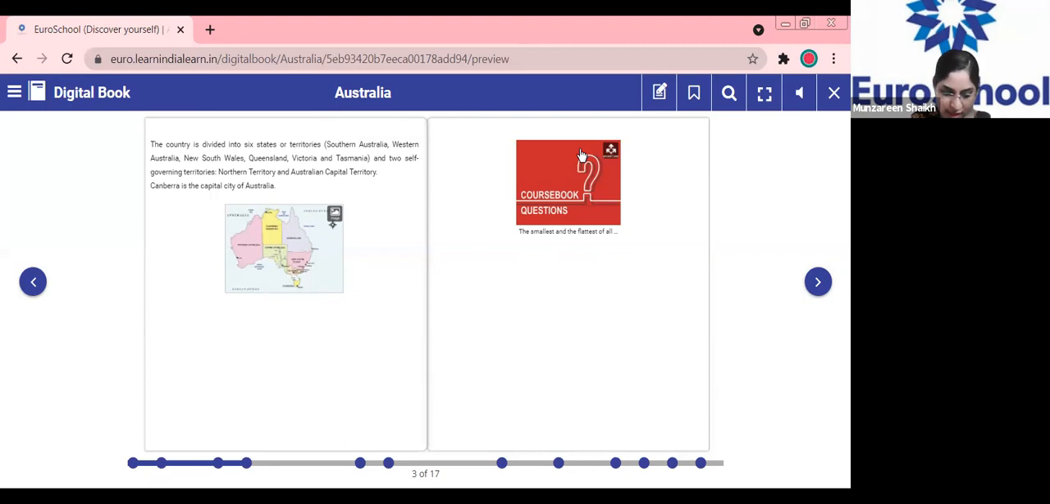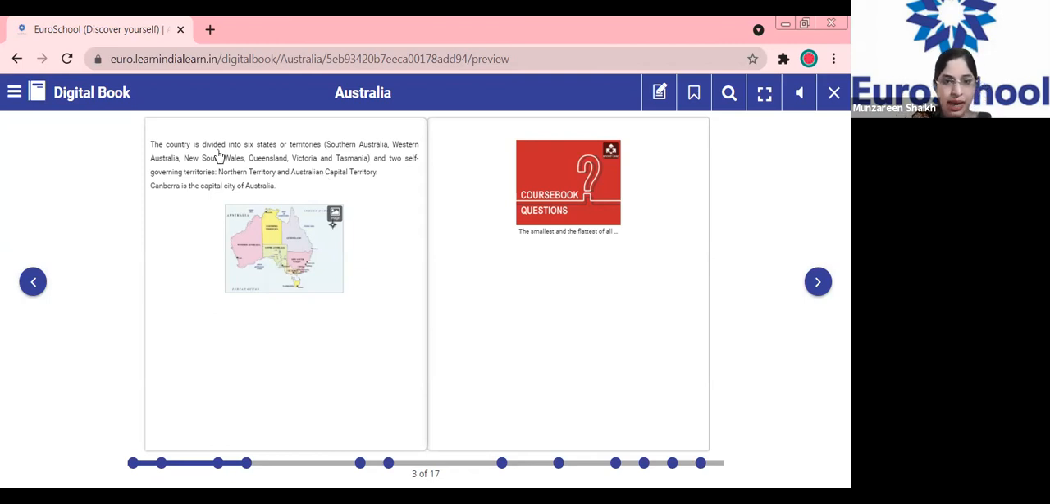Number 1, Southern Australia. Number 2, Western Australia. Number 3, New South Wales. Number 4, Queensland. Number 5, Victoria. And number 6, Tasmania. So the entire Australia is divided into these 6 states, or you can call it as 6 territories also. Kindly underline in your textbooks, children.